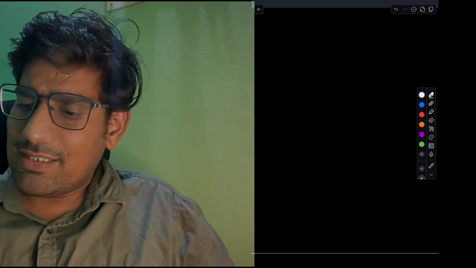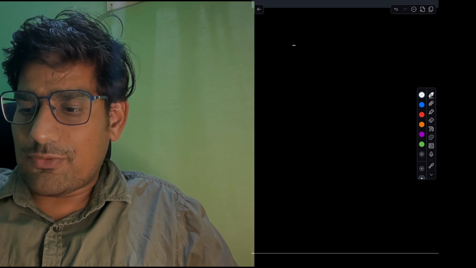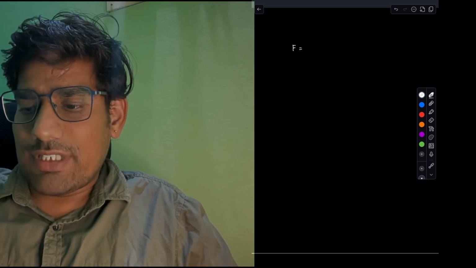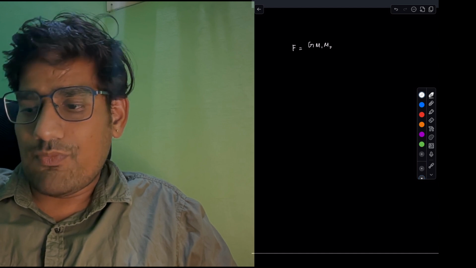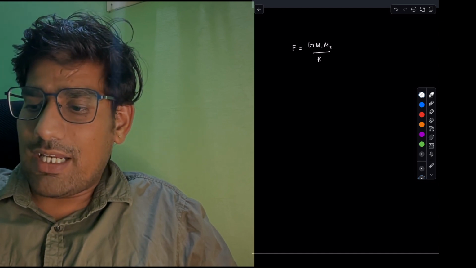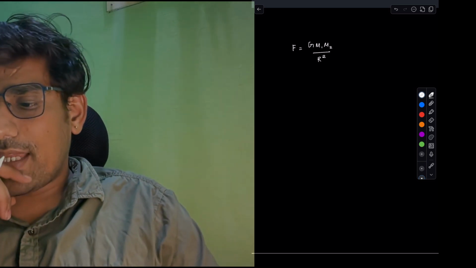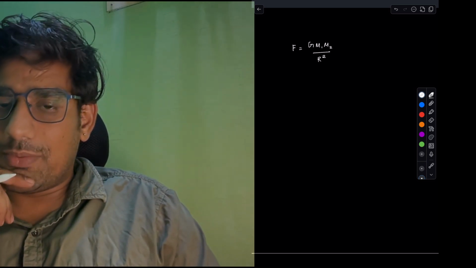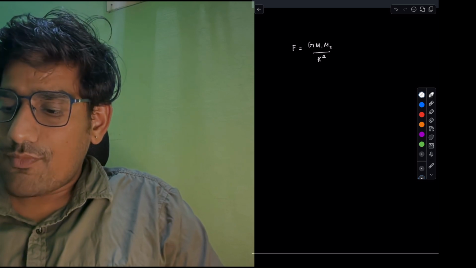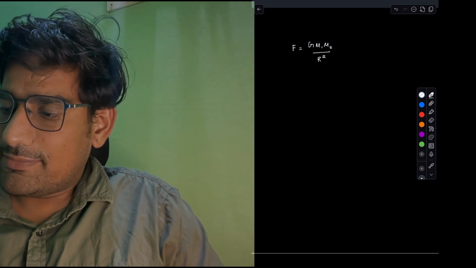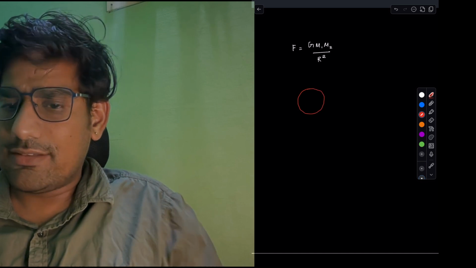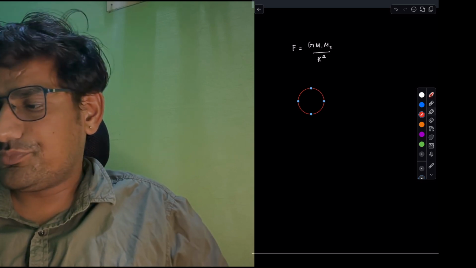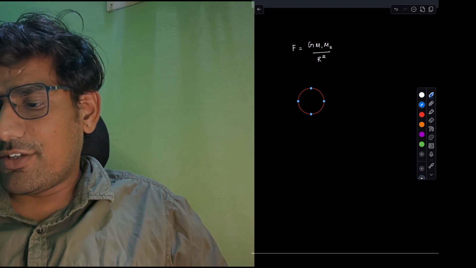But in short, according to Newton's law of gravitation, the gravitational force acting between two point masses is G m1 m2 divided by r square, where m1 and m2 are the masses and r is the distance between the point masses. Now let us take the Earth. We can consider Earth as a sphere.